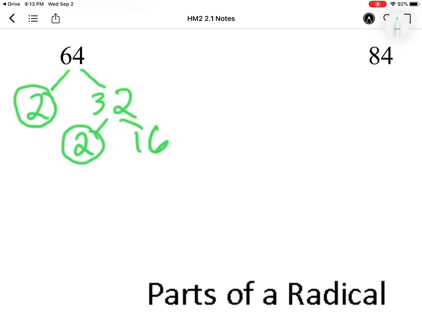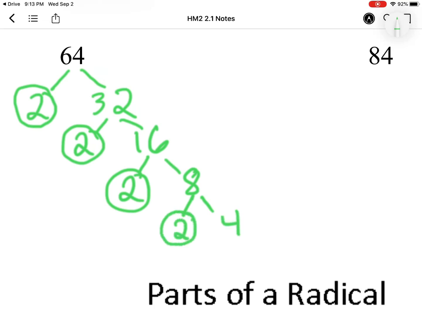2 is prime, 16 is not, so we're going to keep going. What times what is 16? 2 and 8. 2 is prime, 8 is not, so we keep going. What times what is 8? Hopefully we know: 2 and 4. 2 is prime. 2 times 2 is 4.